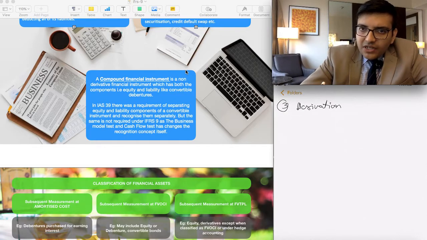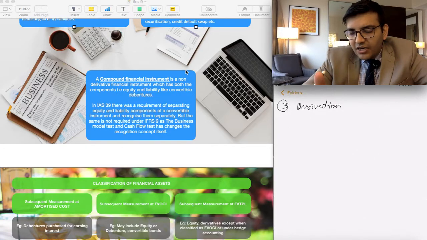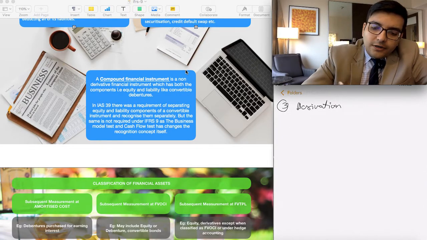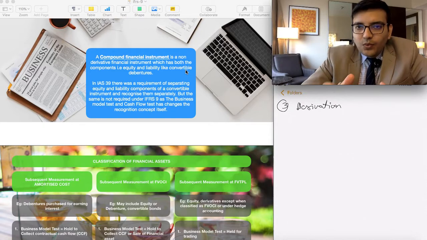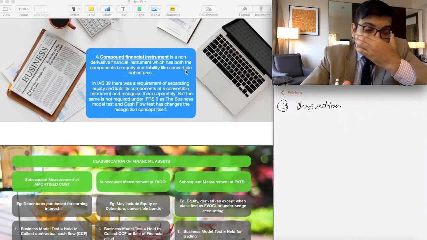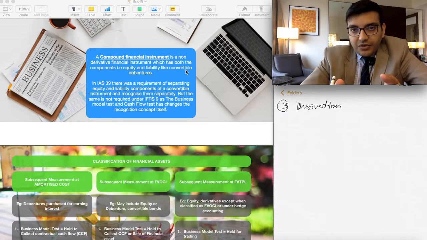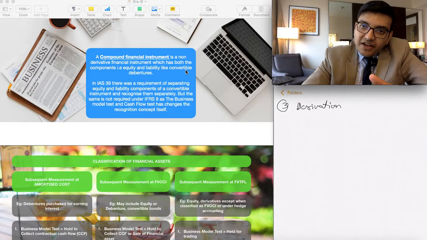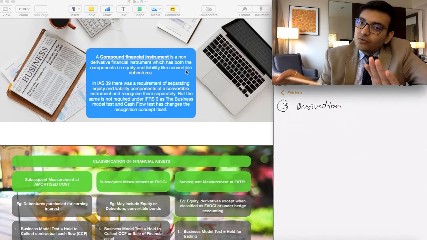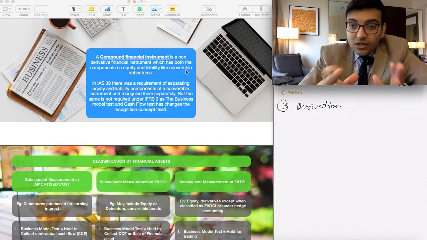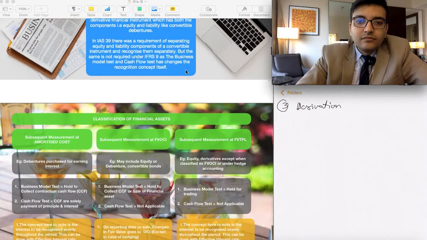One is for equity, because after conversion it will be equity, and one is for liability, right? That is why it is called compound financial instruments. IAS 39 was having a different accounting treatment for compound financial instruments, but in IFRS 9 there is no different accounting treatment. You have to classify them according to the classification criteria, right? Now what is the classification criteria?